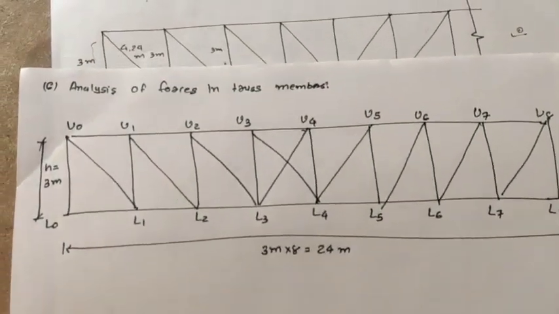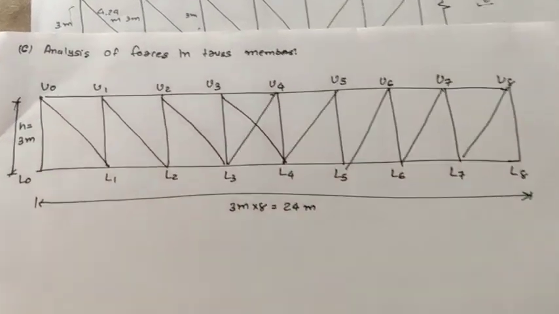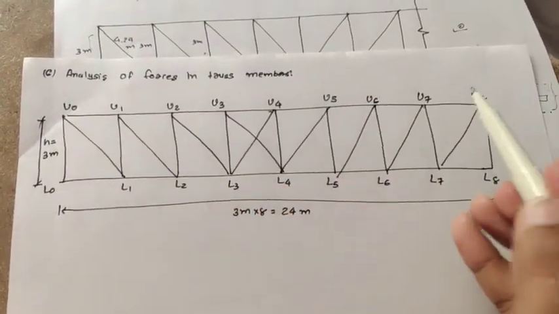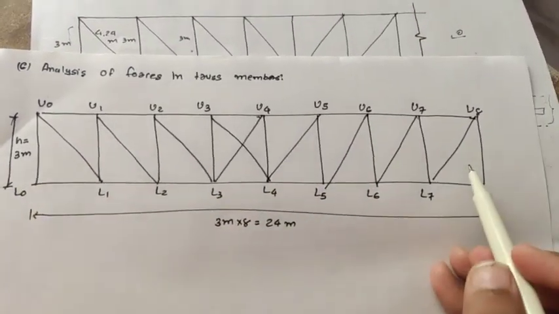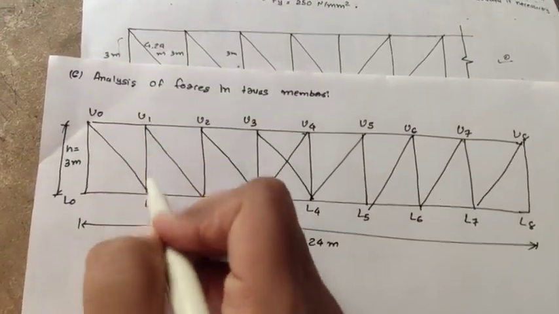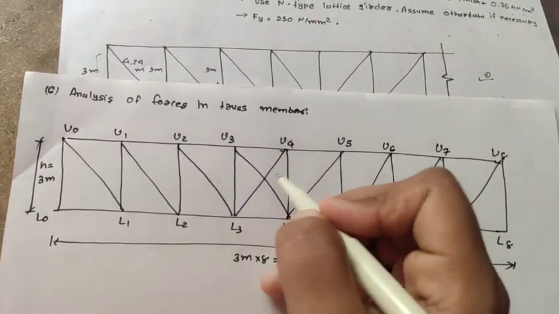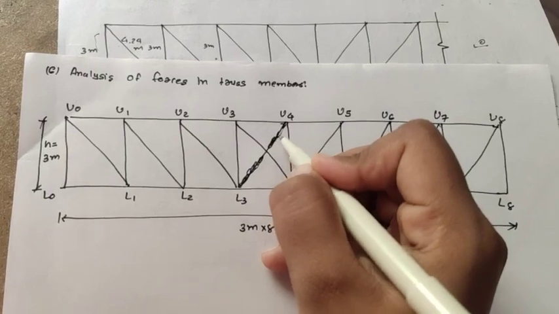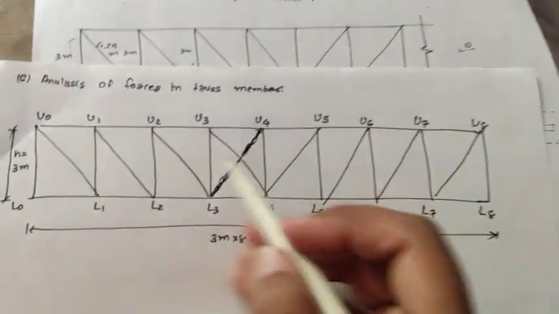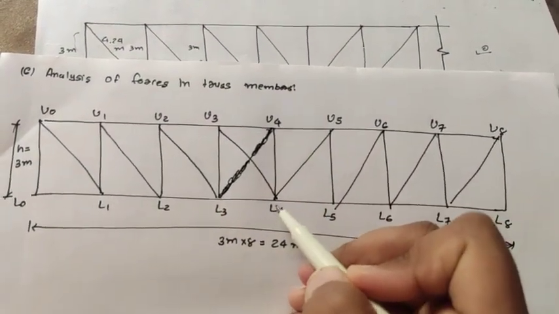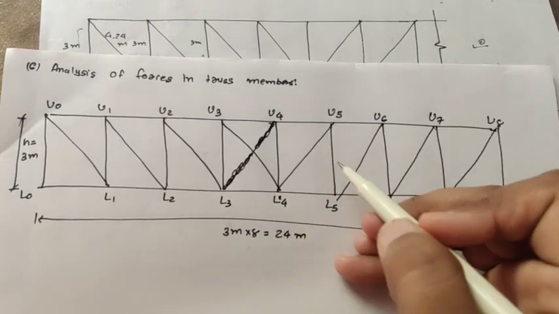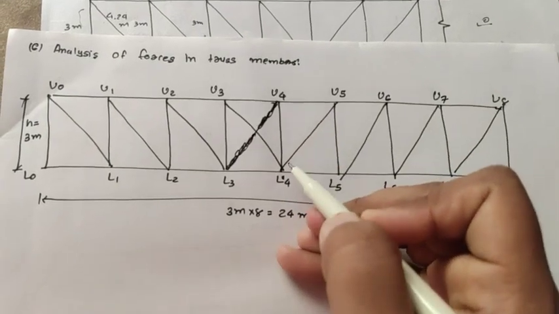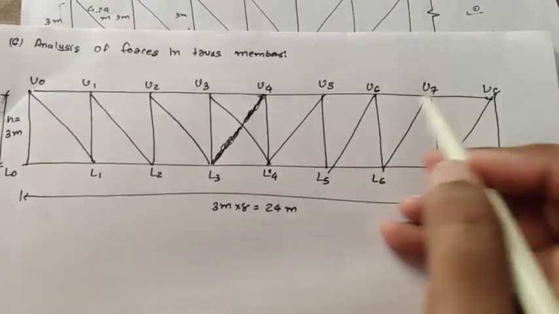Okay, so the next step is analysis of forces in the truss members. So how do we analyze this type of truss member? Here I draw this N lattice girder, which means in N shape. Here I made some mistake, this is not considered. So L4 is the center point, U4 is the center point. After that, here we consider N, and here we consider N also.